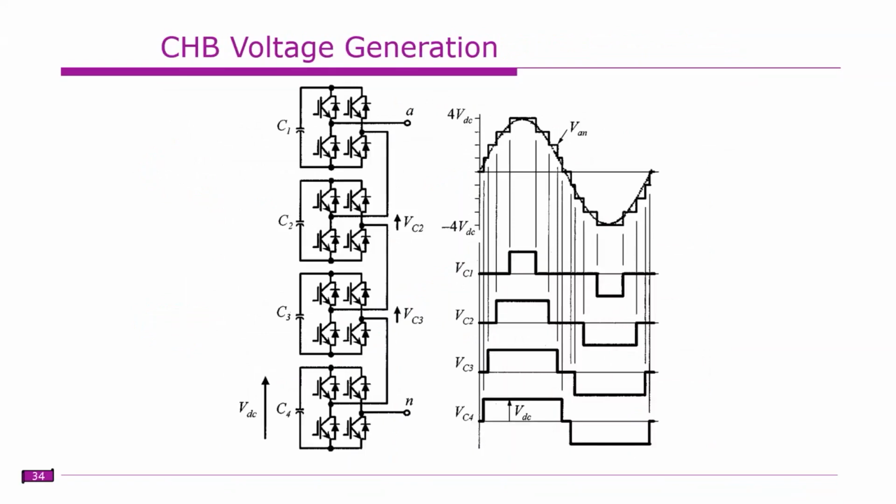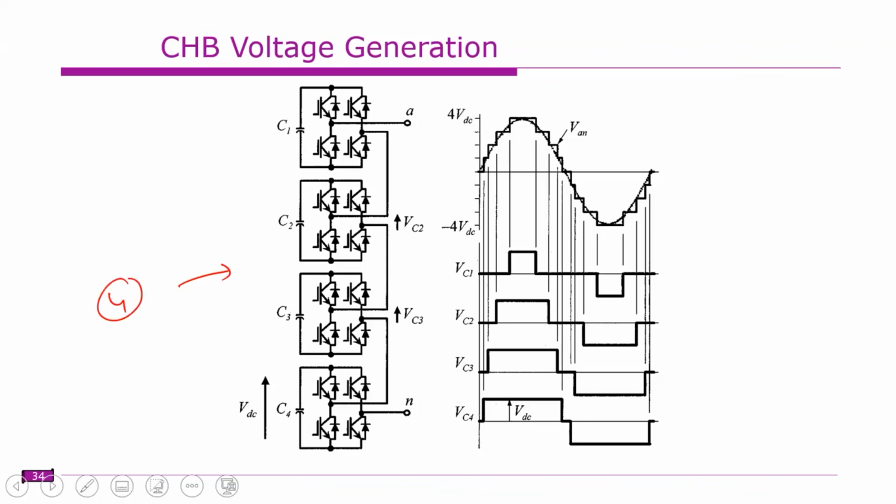So this is about symmetrical and asymmetrical cascade H-bridge. Now we will see how this voltage is generated, or how the multi-level voltage is generated in a cascade H-bridge. So let us assume that we have 4 H-bridges per phase.